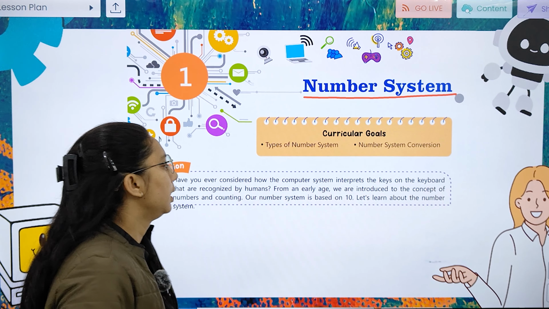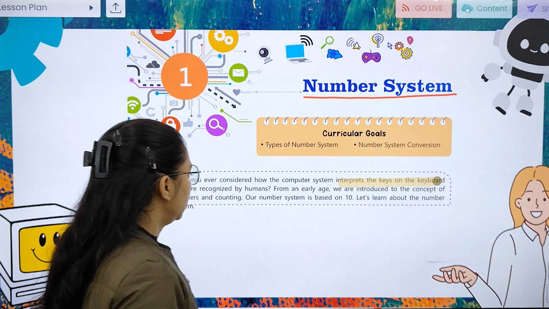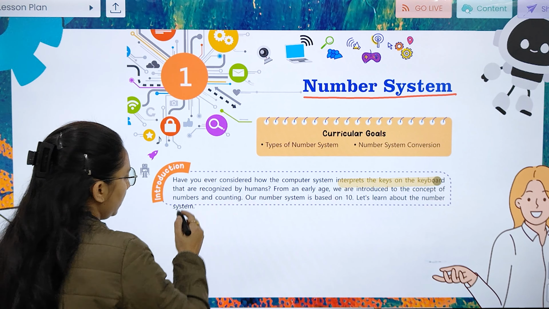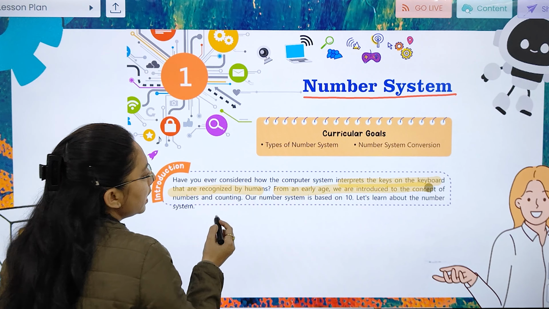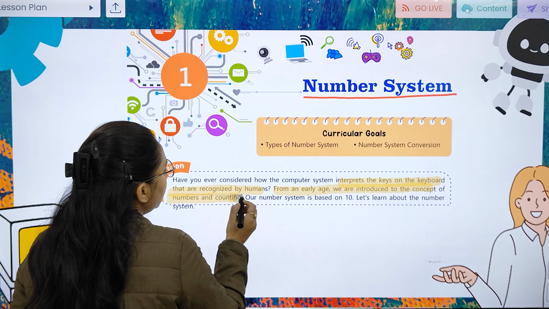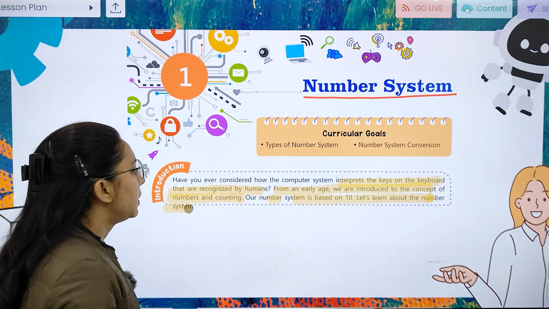Have you ever considered how a computer interprets keys on the keyboard? Data is organized by humans. From an early age, we are introduced to the concept of number and counting. Our number system is based on 10. Let's learn about the number system.